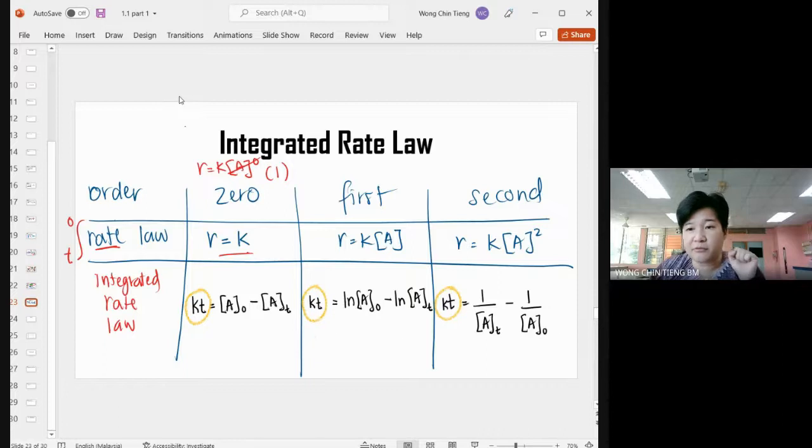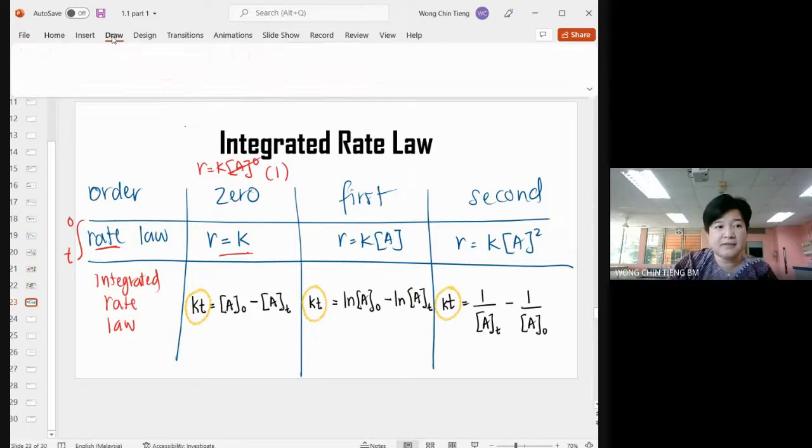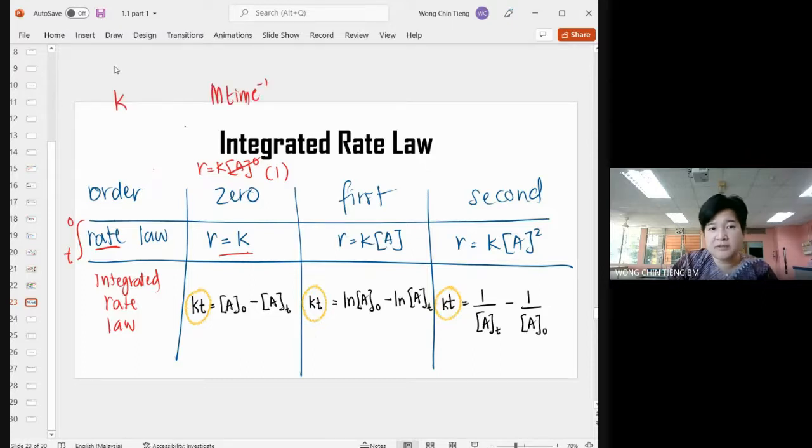Dan sebelum saya move on kepada K and T, your KT, alright, unit K kat sini untuk zero order adalah M time negative 1. First order time negative 1.